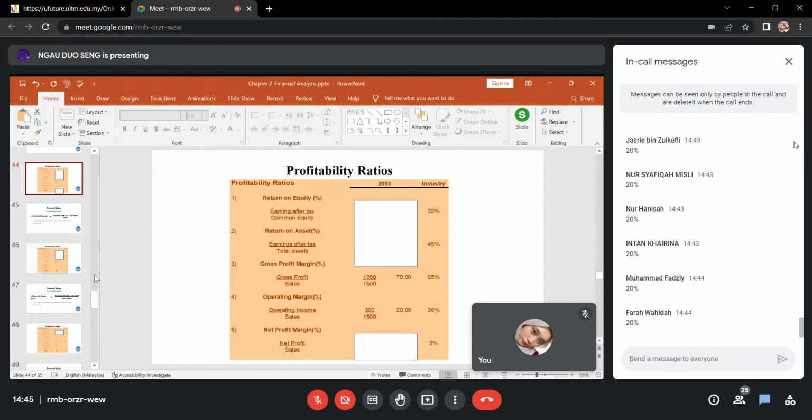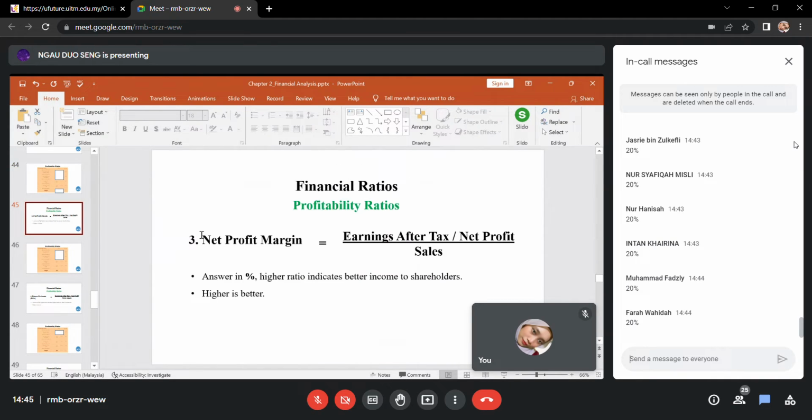All right, next we go to net profit margin. So for net profit margin, we have the earning after tax or net profit divided by sales. So answer in percentage, a higher ratio indicates better income to shareholders, right? So higher is better, right? All right, so you calculate.